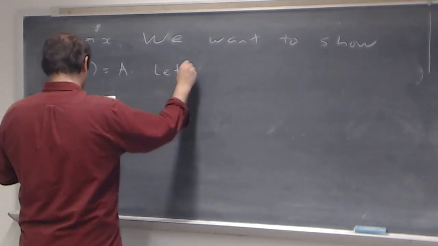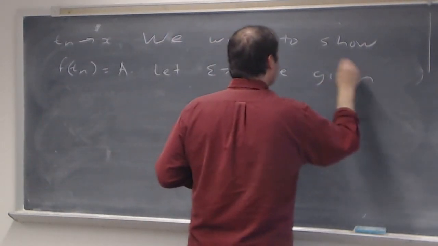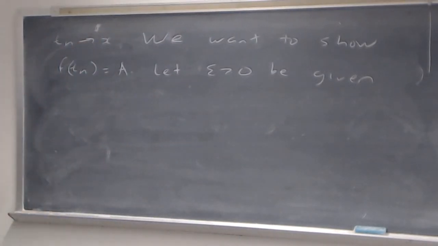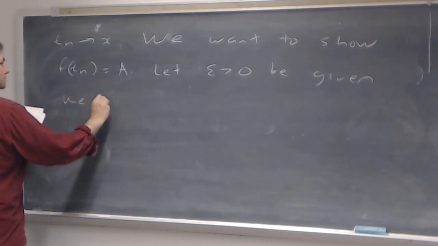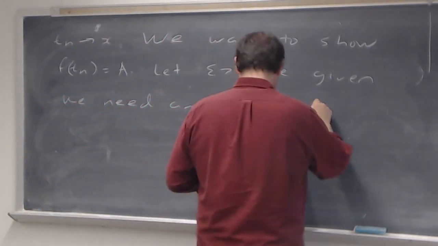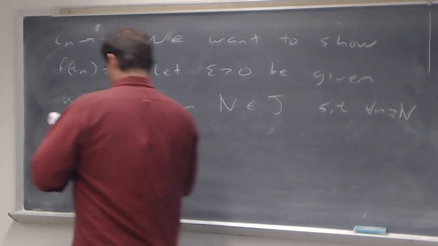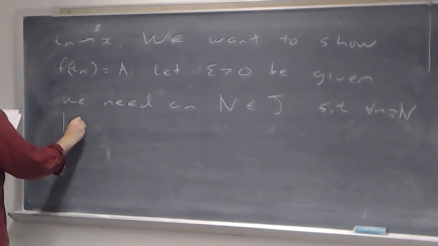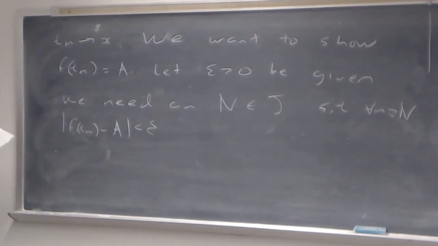So we let epsilon be greater than 0 be given. We need an n element of the natural numbers such that for all n greater than or equal to this big N, the absolute value of f of t sub n minus A will be less than epsilon. That's what it means for that sequence to go to A.